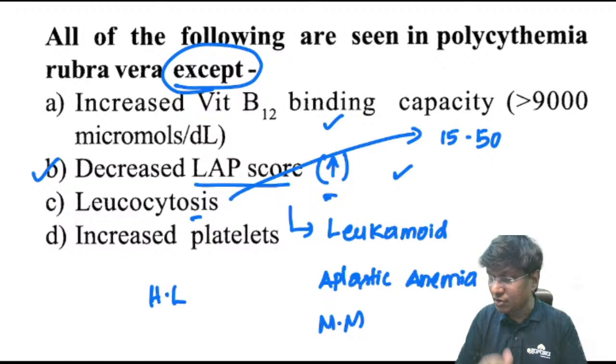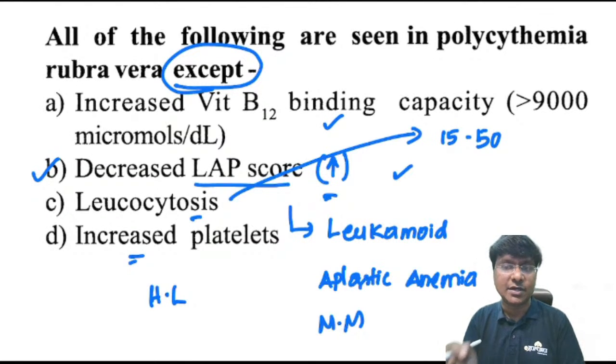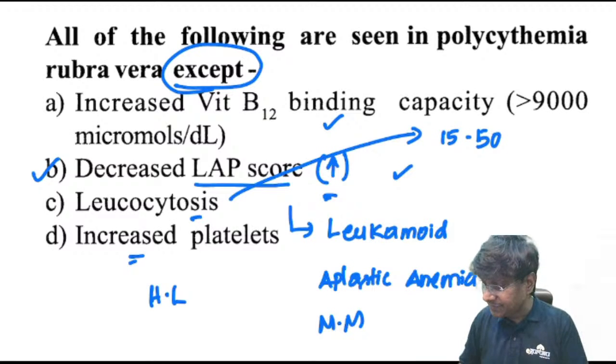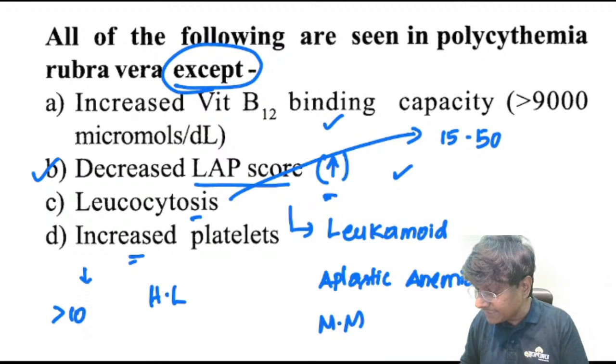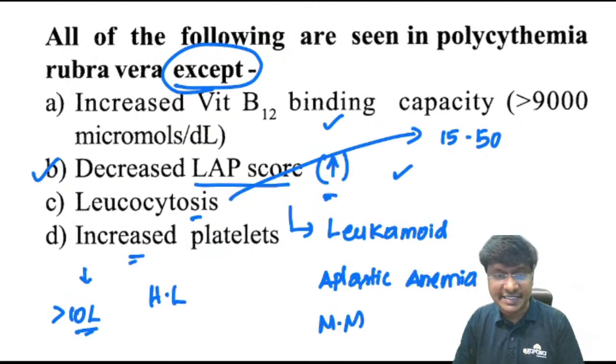That will be the elevation of your leukocytes. Then coming to your platelets. Now what will happen to the platelet count? The normal platelet count is around 1.5 to 4 lakhs per cubic millimeter, and here the platelet count will be more than 10 lakhs per cubic millimeter. That is what will happen in patients with polycythemia vera.